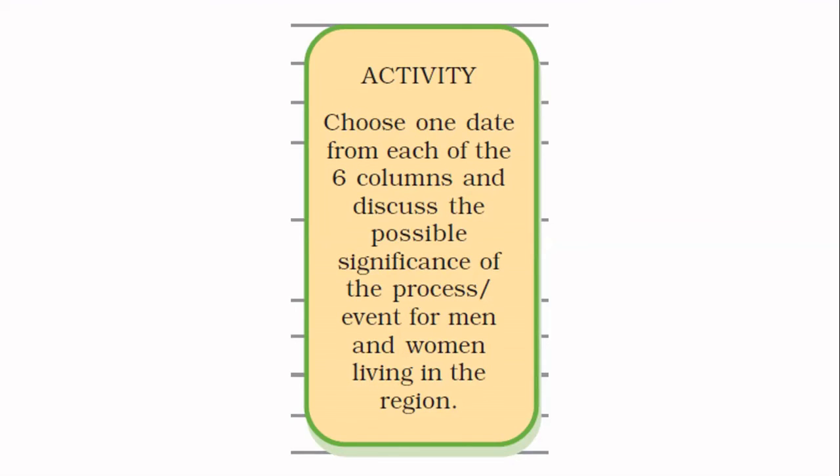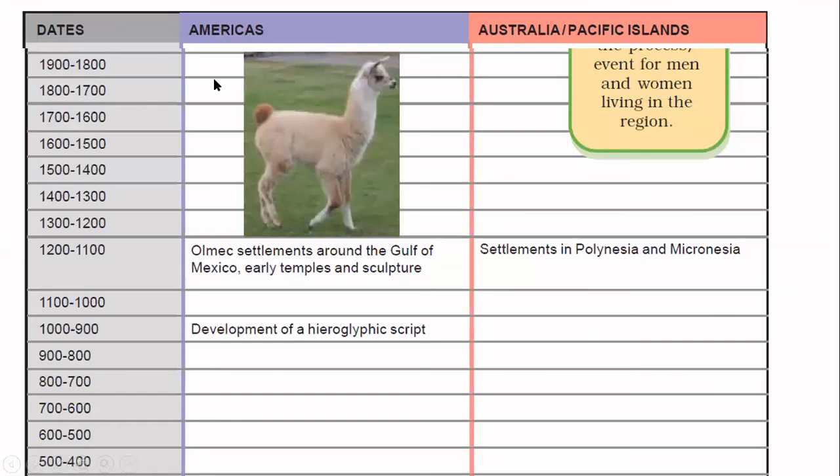You're going to write a note in your notebooks. You're going to write about the process that happened in that region and at which time, and according to you, how that process was significant for a man or a woman who lived in that area. Just as an example, I will discuss one with you here.